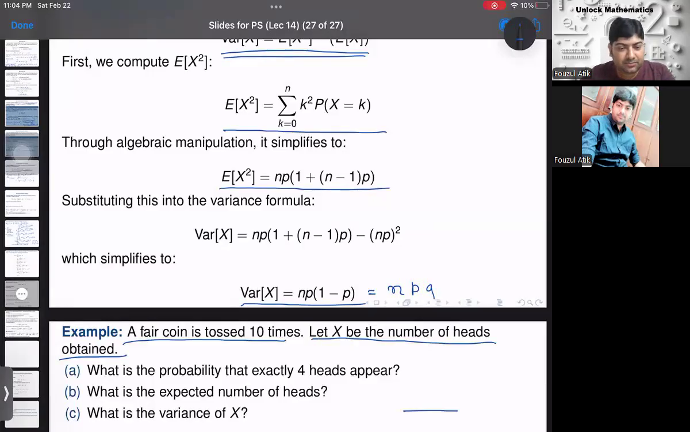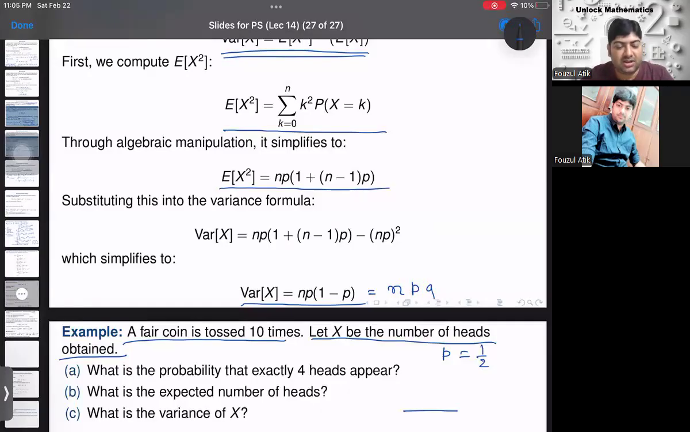What does it mean? Whenever we are tossing a coin, we will have only two outcomes, one is head, one is tail. And X is the random variable that counts the number of heads. Therefore, we are assuming that if you get the head, it is the success. So what is the probability of success in this case? Probability of success, small p, is equal to 1 by 2.